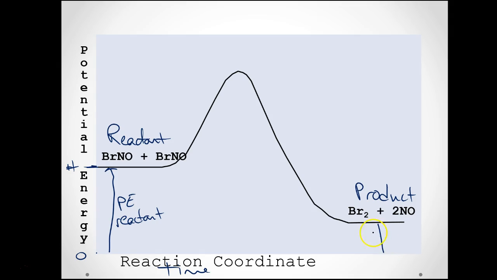My products, measuring from 0, have a certain amount of potential energy as well. If you draw a line all the way across, let's say that was 50, this was 100, the potential energy of my products would be 50 minus 0, 50. So they have a certain amount of potential energy as well.